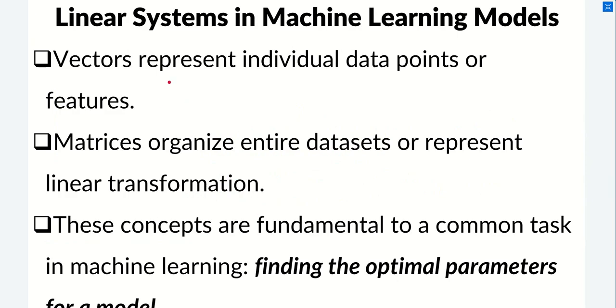All right, so vectors represent individual data points or features. We've talked about this already, and we use matrices to organize the entire data set. So last time when we started, we said when you pick a data set, the individual features or the column wise, we can represent them using vectors.